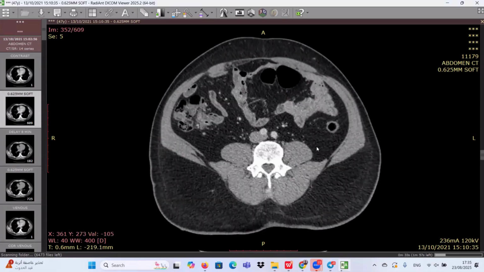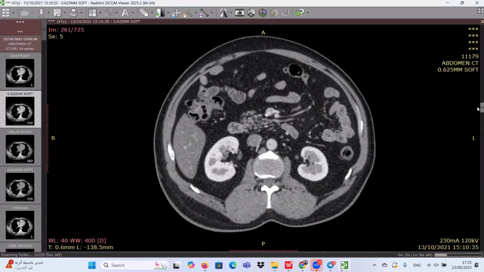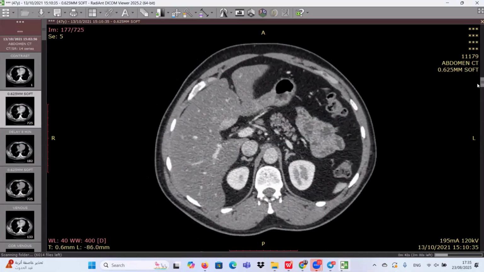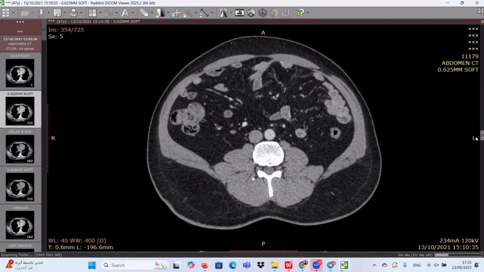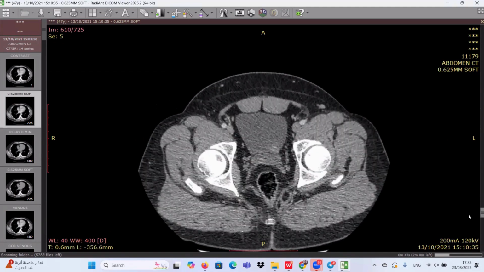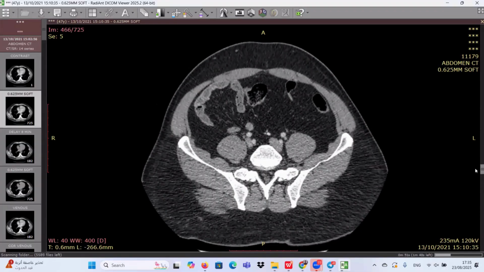Okay, no problem. I've been provided with the axial slices of a CT abdomen in portal venous phase. Yes. And the patient presented with left-sided abdominal pain. Yes. I'm looking for any obvious pathology.